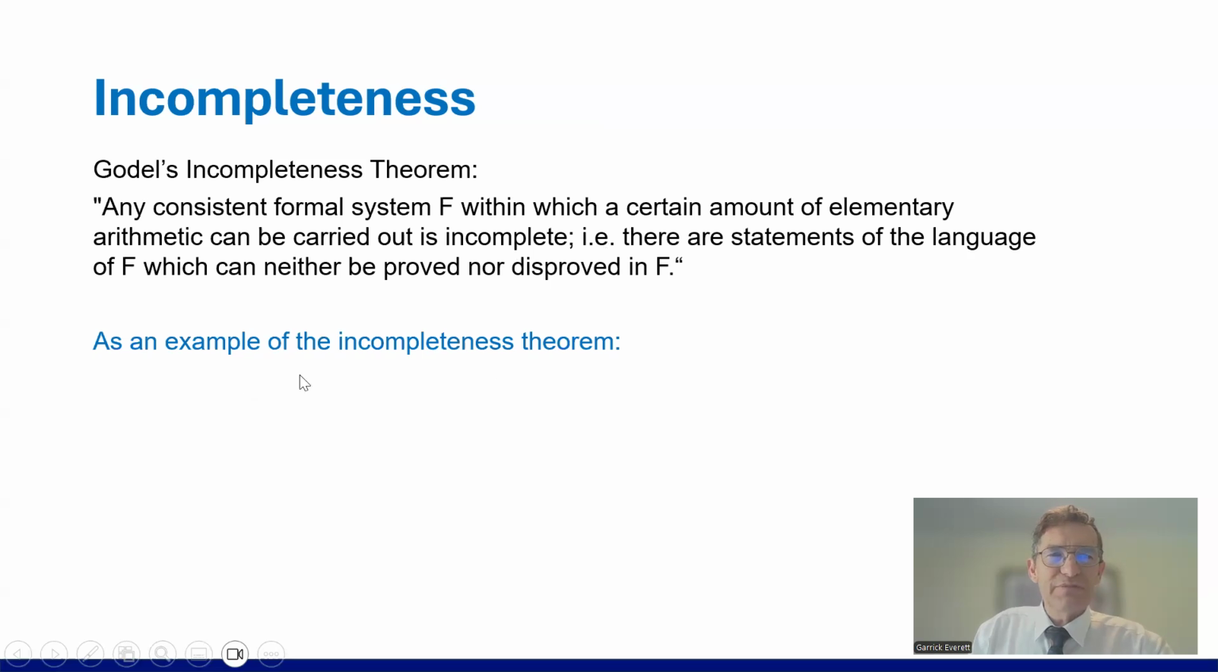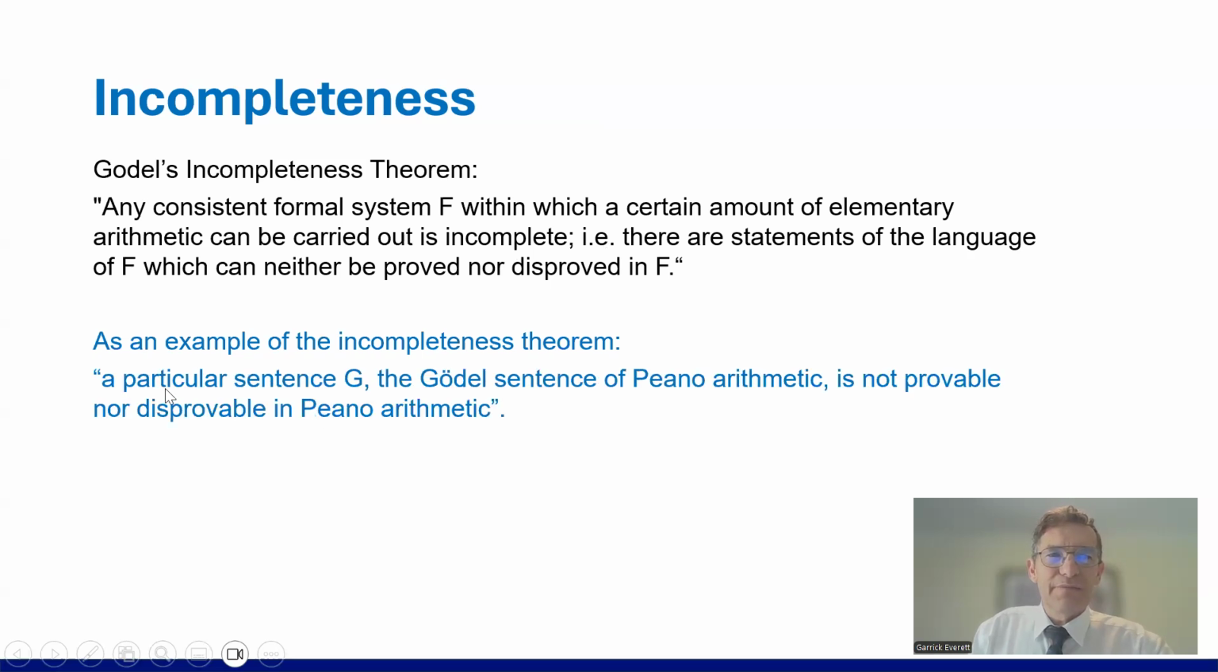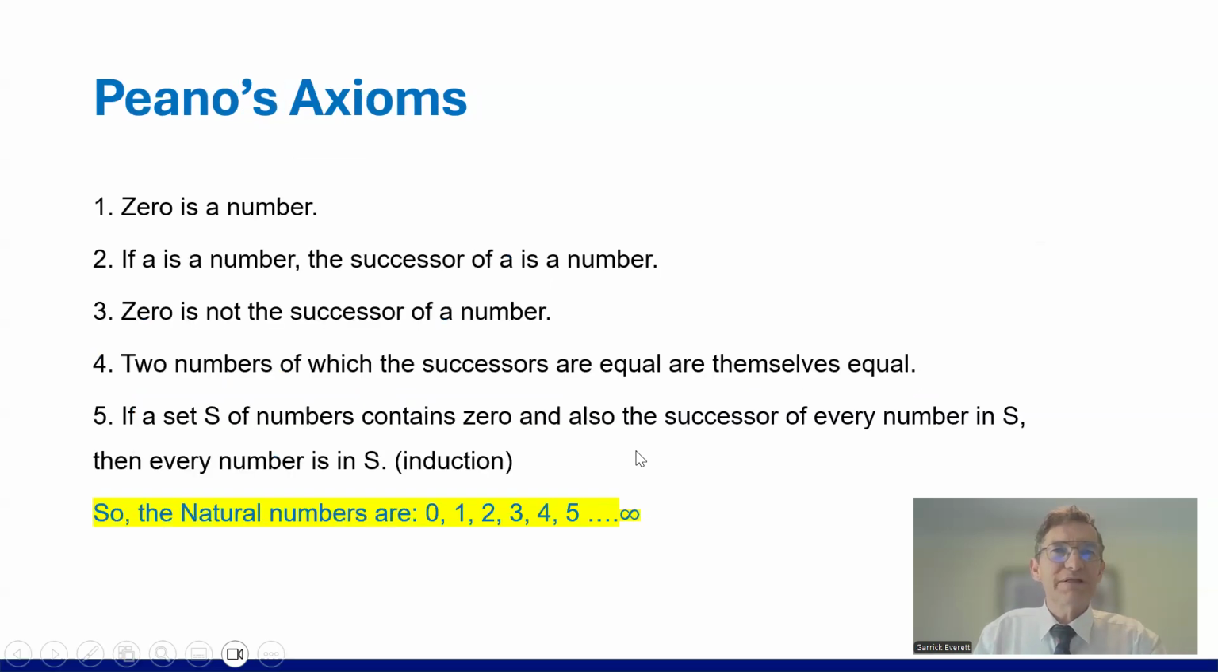As an example of the incompleteness theorem, a particular sentence G, the Gödel sentence of Peano arithmetic, is neither provable nor disprovable in Peano arithmetic. So there's some sentence that we've got, this Gödel sentence, in Peano arithmetic. It's not provable or disprovable in Peano arithmetic. The next question you're going to ask, sir, can you just remind me what is Peano arithmetic? Sure, no problem. Let's do that now.